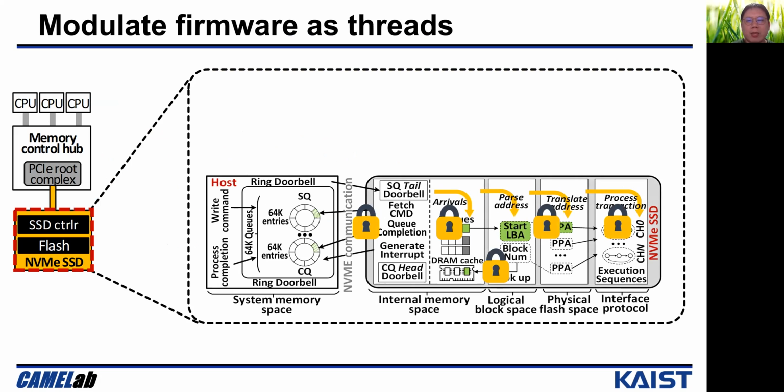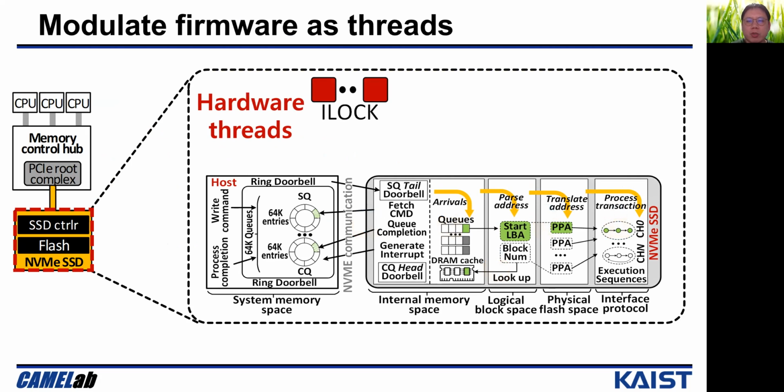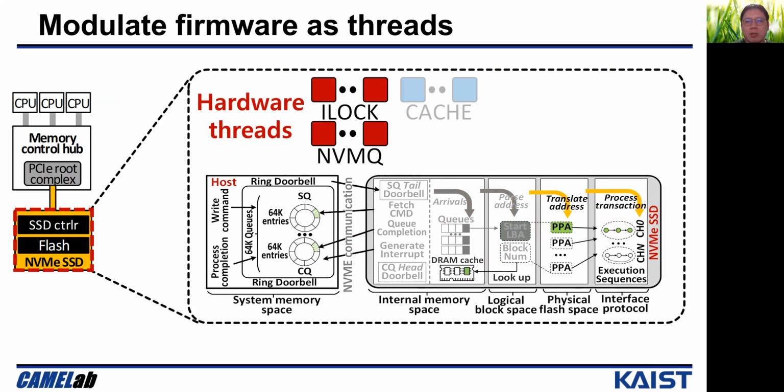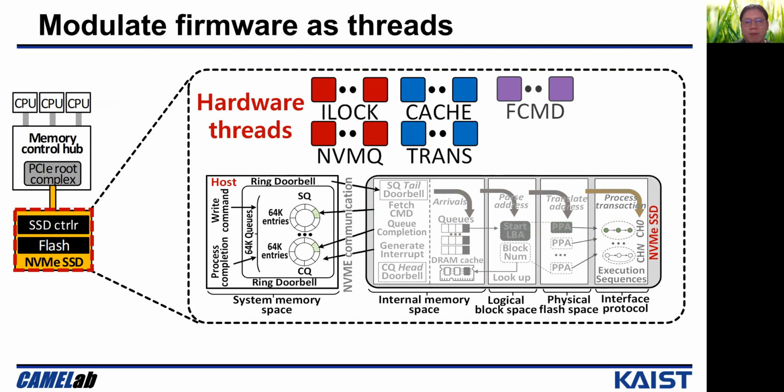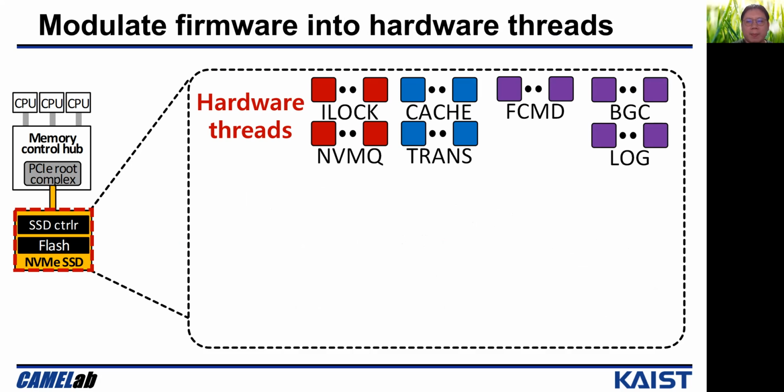Our DeepFlash modularizes the key functions of flash firmware as hardware threads. For example, iLock threads manage the resource locking and unlocking. NVMQ threads interact with the NVMe driver and pass the commands. Cache threads manage the internal DRAM buffer. Trans threads translate the logical address of our request to the flash physical address. FCMD threads manage the flash transactions. We also add a BGC thread for garbage collection and a log thread for the metadata dumping.